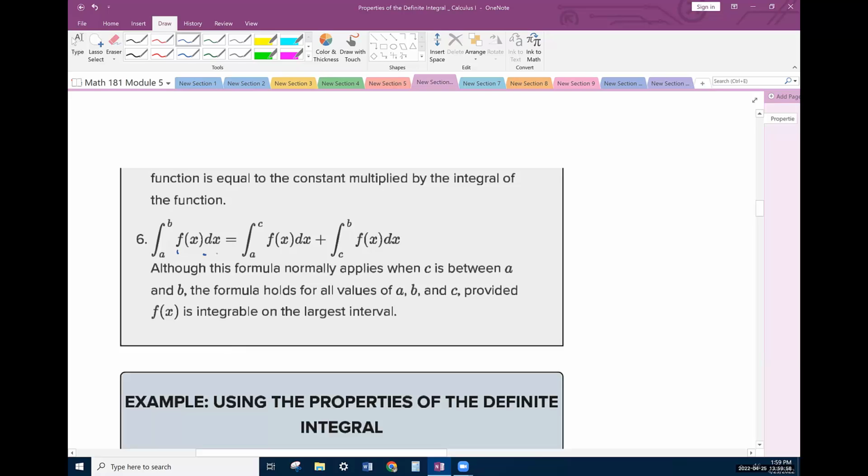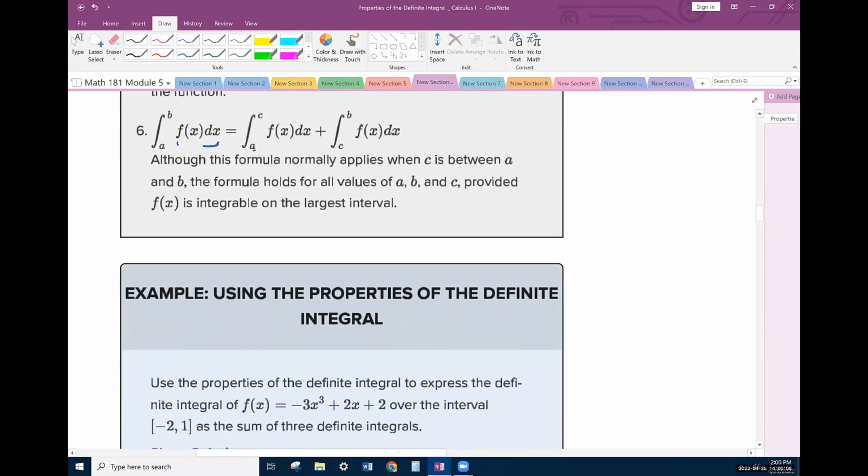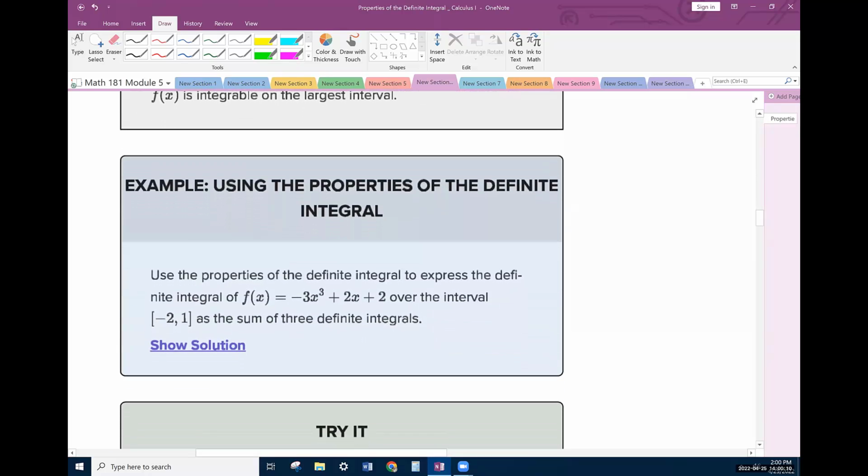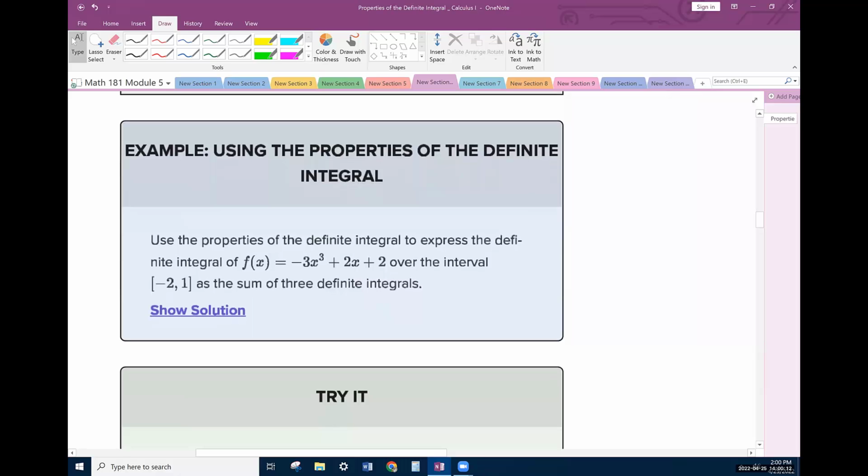The integral from a to b of f of x dx is the integral from a to c of f of x dx plus the integral from c to b of f of x dx. Okay, so how do we use this then? This part is not nearly as bad as I feared it would be. I thought, oh, I don't want to do all these infinite sums.